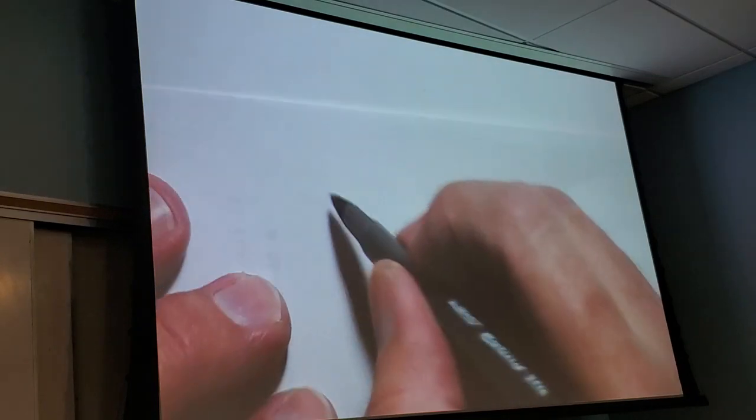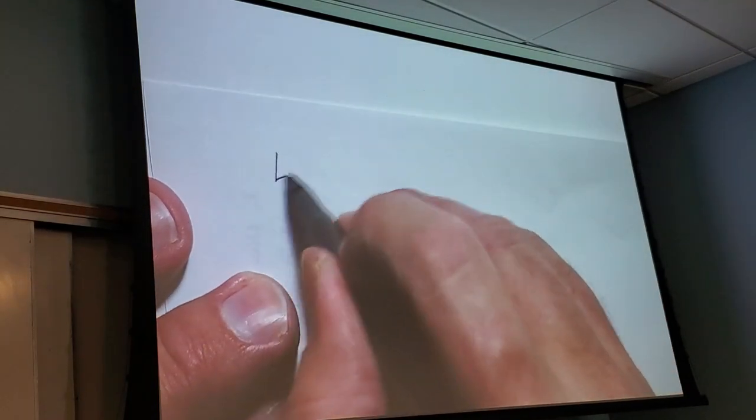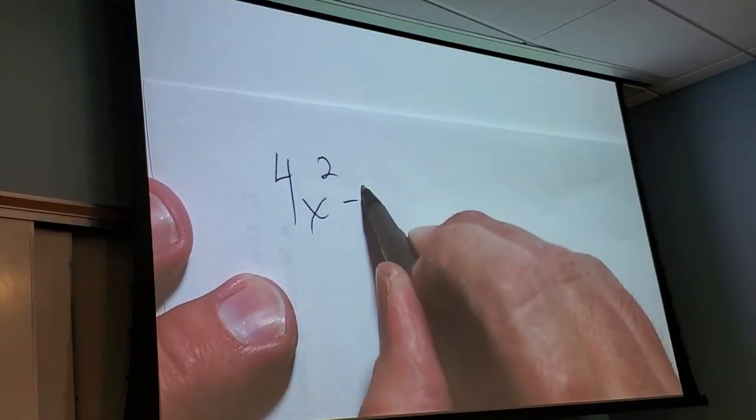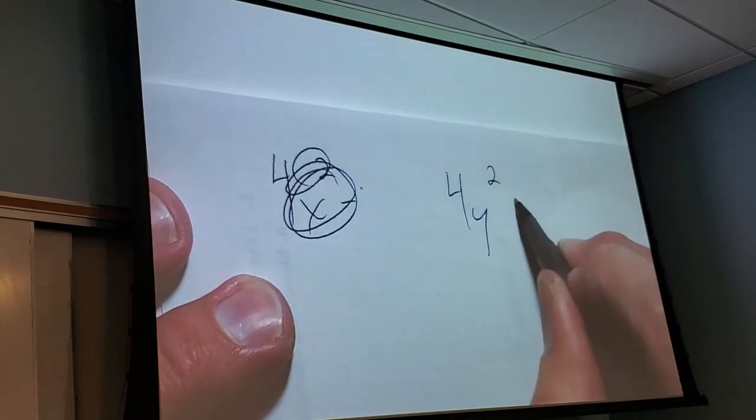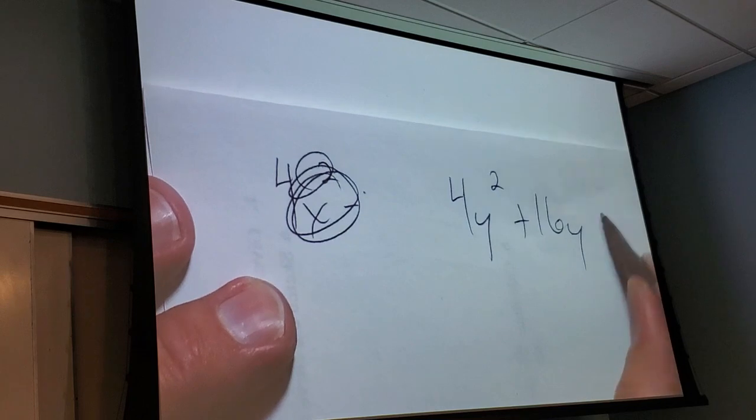Let's do it. So what if I have this? 4x squared minus, I'm sorry, start over again. 4y squared plus 16y equals 9x squared minus 18x plus 29.